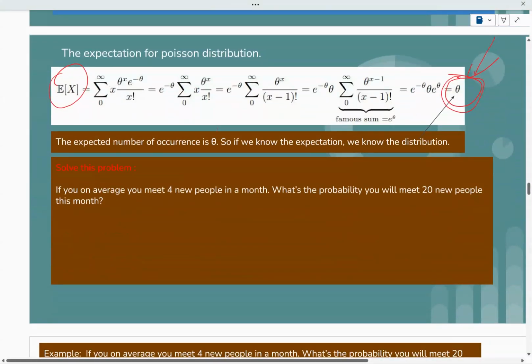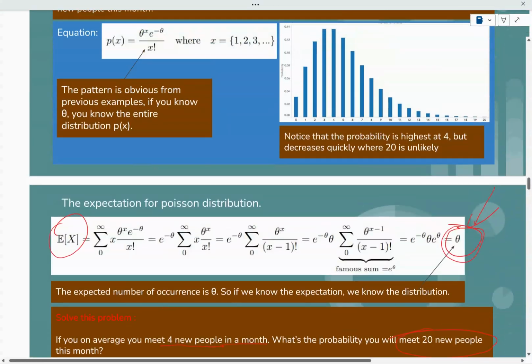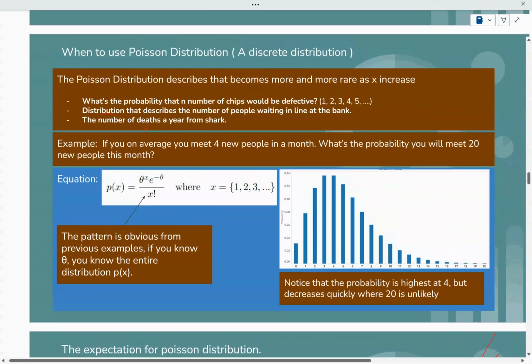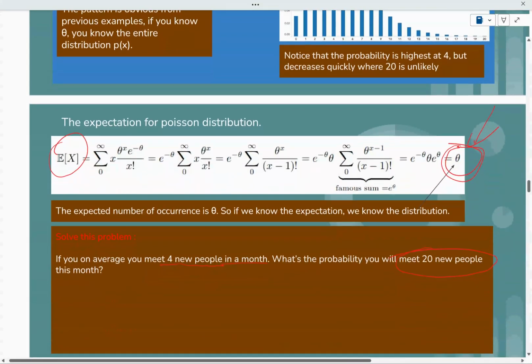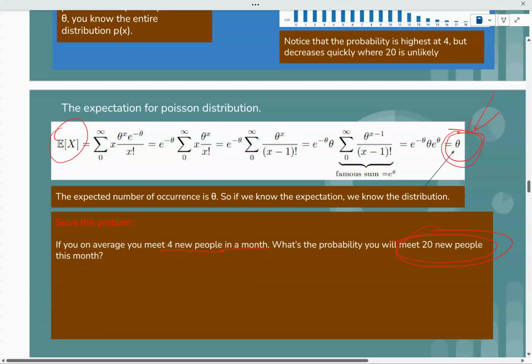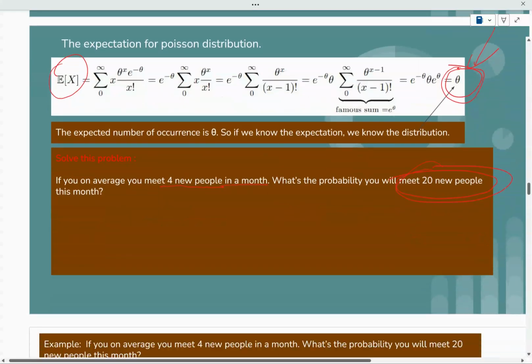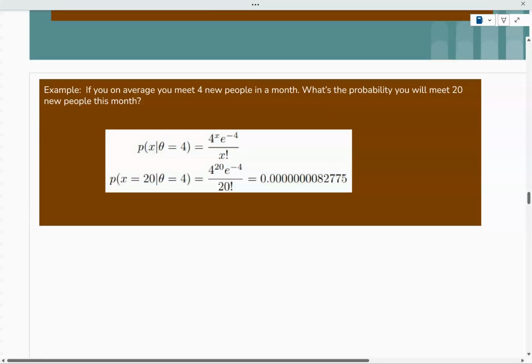So, expected number of occurrences. Let's say on average, you meet 4 new people in a month. What is the probability you will meet 20 new people? Okay, you want to pause the video. Remember, if you meet 4 people on average, that means theta is equal to 4, right? Then you can calculate the probability of meeting 20. Okay, pause the video. Okay, the solution is here. You plug 4 into theta, and then you plug 20 into x.